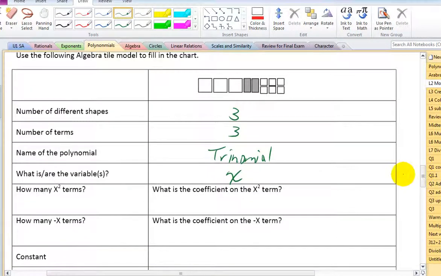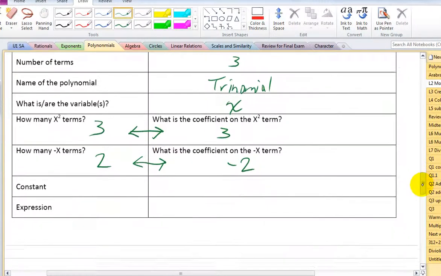Okay, let's go together here. How many x squared terms are there? 3. What's the coefficient on the x squared term? 3. It's important to know that the coefficient is essentially counting our squares. Okay. How many negative x terms? 2. And what's the coefficient? Negative 2. Okay, so we have to be careful with negative coefficients and how many rectangles there are or how many negatives there are.